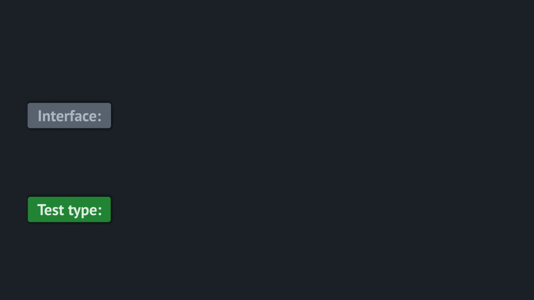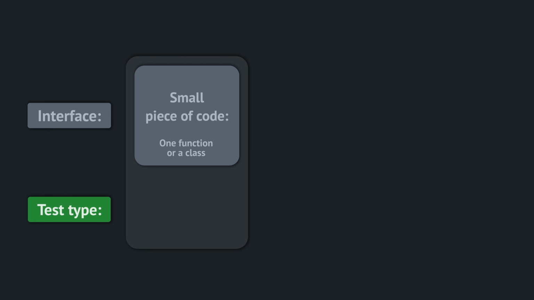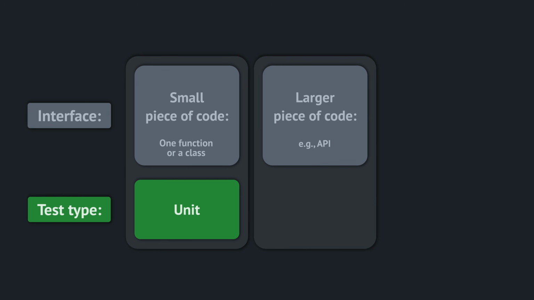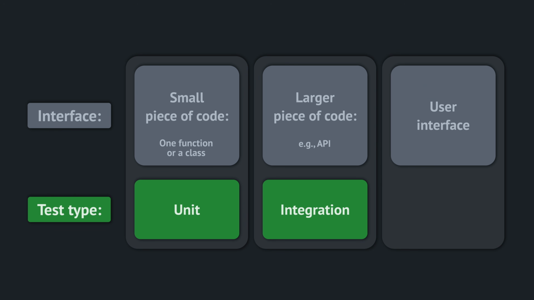If we test an interface of a small piece of code, such as a single function or a class, we'd call it a unit test. If we test an interface for a larger piece of code, for example an API, we'd call it an integration test. And if we test the UI by emulating user actions right in the user interface, we'd call it an end-to-end test. It would test the application as a whole from the end-user perspective.